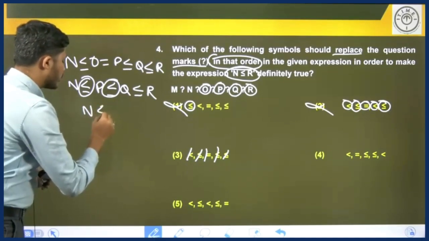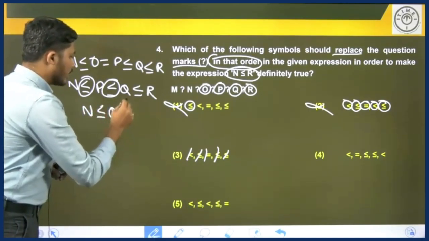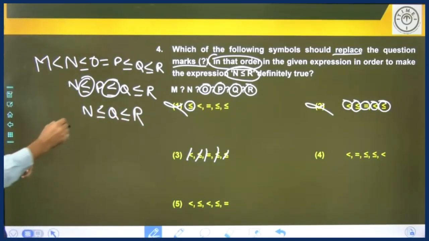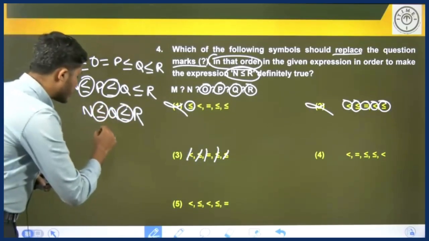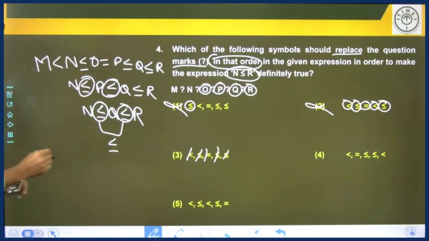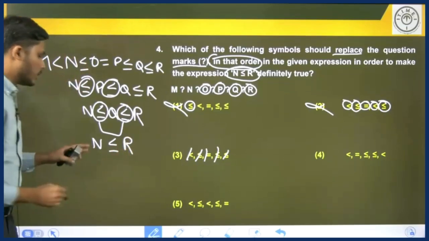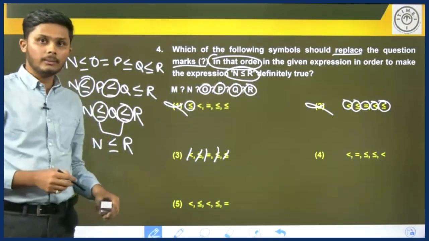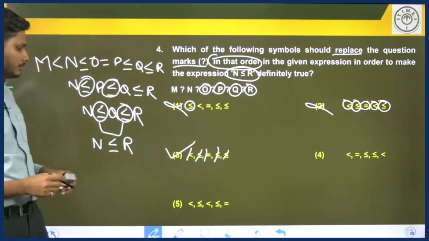the end result will also be the same, which is less than or equal to. N less than or equal to Q, and Q is less than or equal to R. Again here the symbols are same, less than or equal to and less than or equal to. The end result will be the same, which is less than or equal to, the relation between N and R is N less than or equal to R. So which does follow the given condition, N less than or equal to R, hence option 3 is correct.